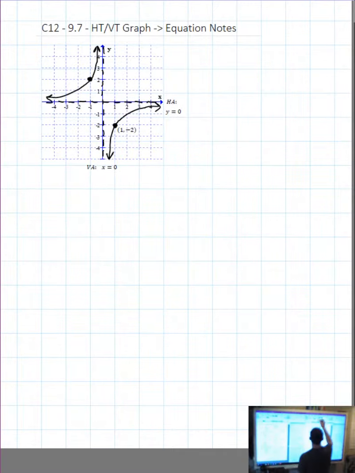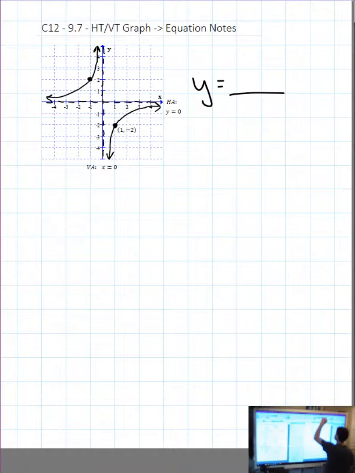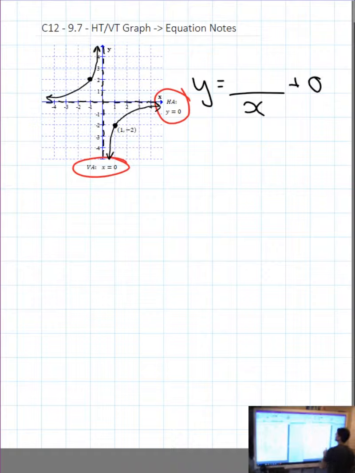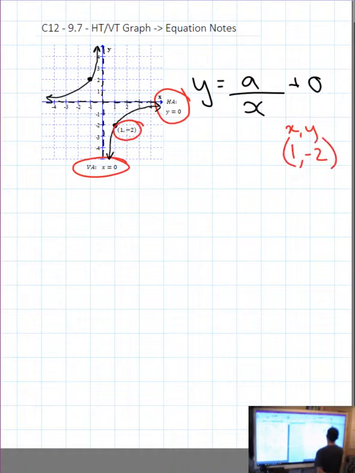All right, let's take a look at this one. So we have our regular y equals a over. We have our vertical asymptote at x equals 0, so we can place x on the bottom. We have our horizontal asymptote at y equals 0. We can place a plus 0 off to the right. Now we have our a on the top that we need to solve for. So we have our point, 1 comma negative 2, x and y. So I can take that and I can put it in for x and y. So y is negative 2 equals a over our x value of 1. We can times both sides by 1, and a equals negative 2.